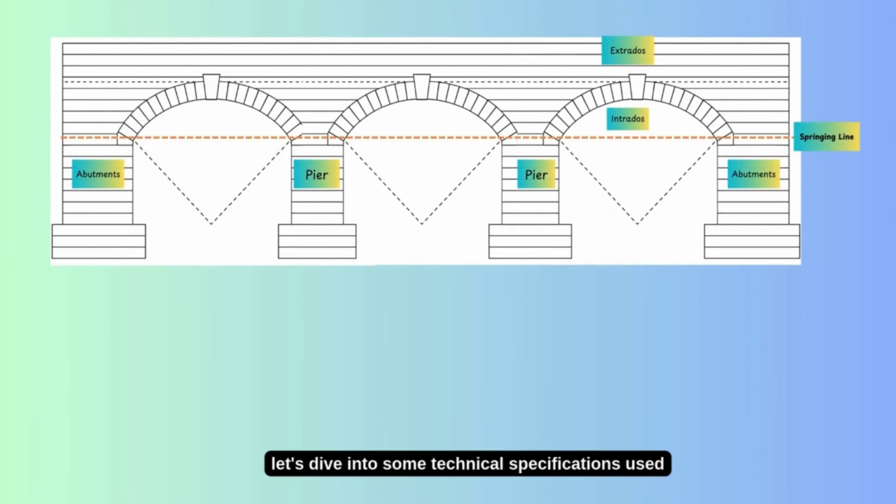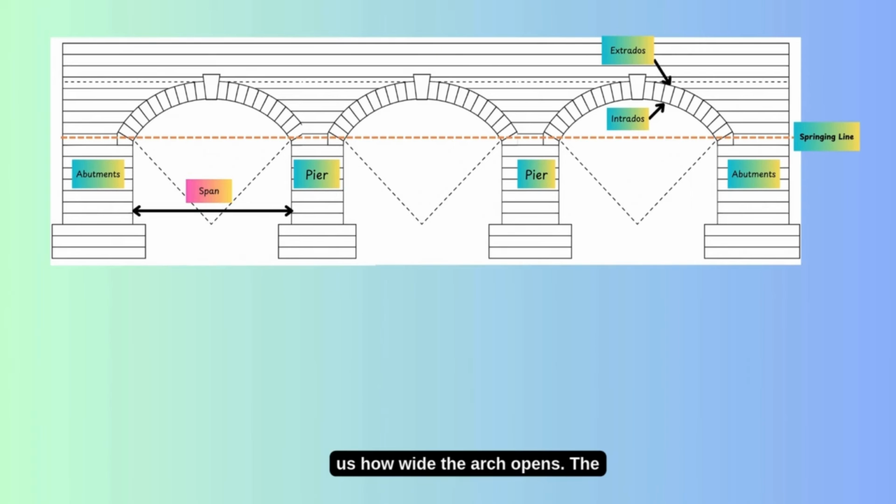Now that we've seen all the parts that make up an arch, let's dive into some technical specifications used in the design and analysis of arches. 16. Span. The span is the clear horizontal distance between two supports of the arch, either between abutments or piers. Just like stretching a string from one end to the other, the span tells us how wide the arch opens.